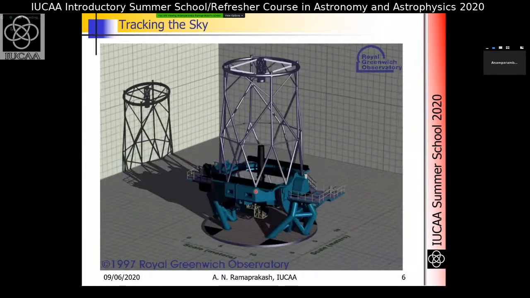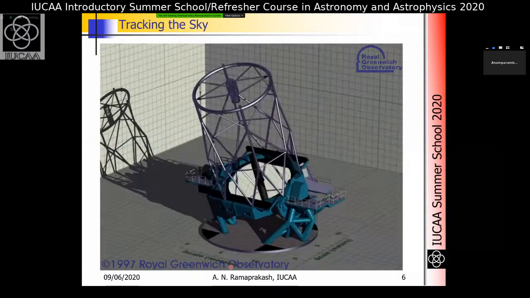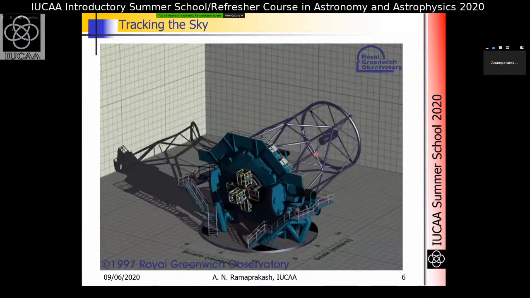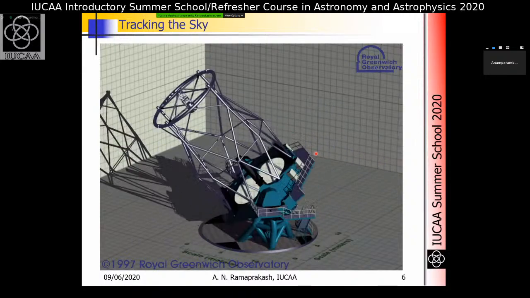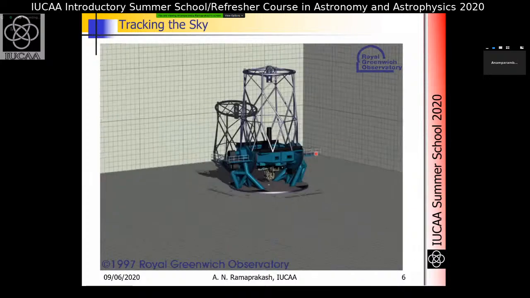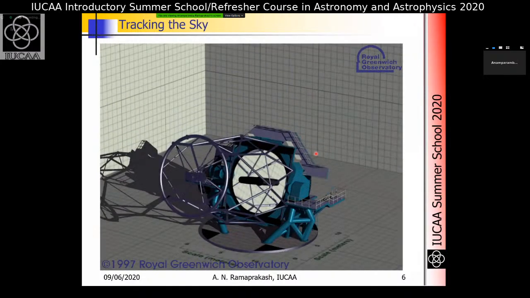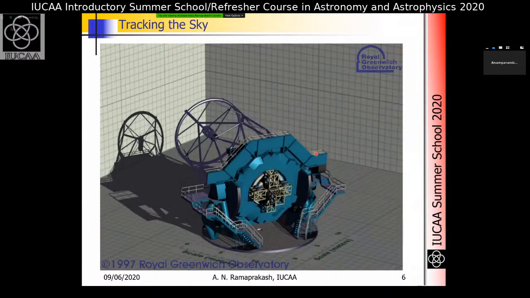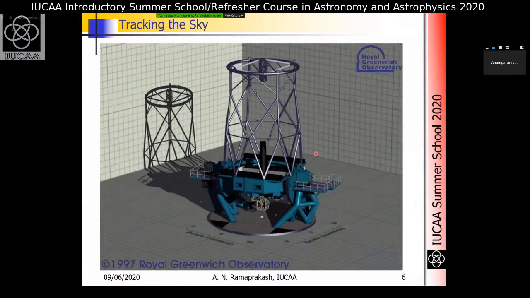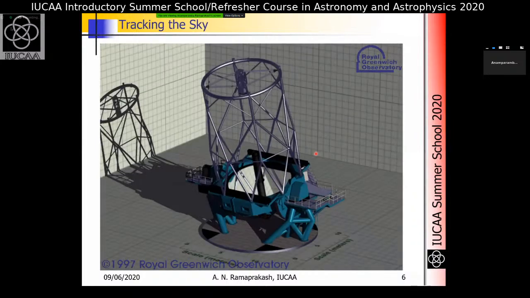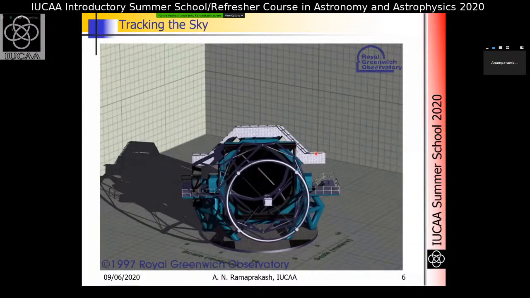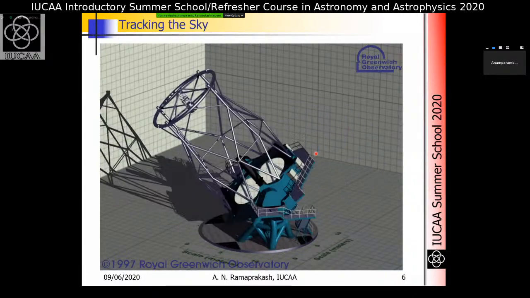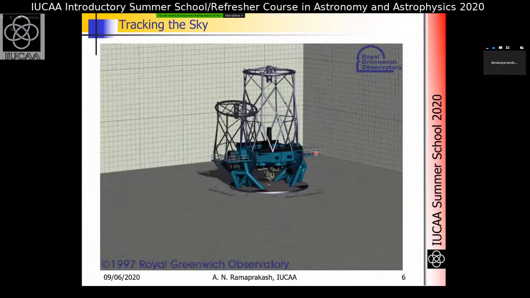Now, you can see that this telescope is a Gemini telescope. This mirror is 8 meters in diameter. So the total moving mass here is several hundreds of tons. So this several hundreds of tons of moving mass has to be moved with such high precision that, when the sky moves by 15 arc seconds every second of time, you keep that object exactly at the same spot on the image plane or the focal plane of the telescope.